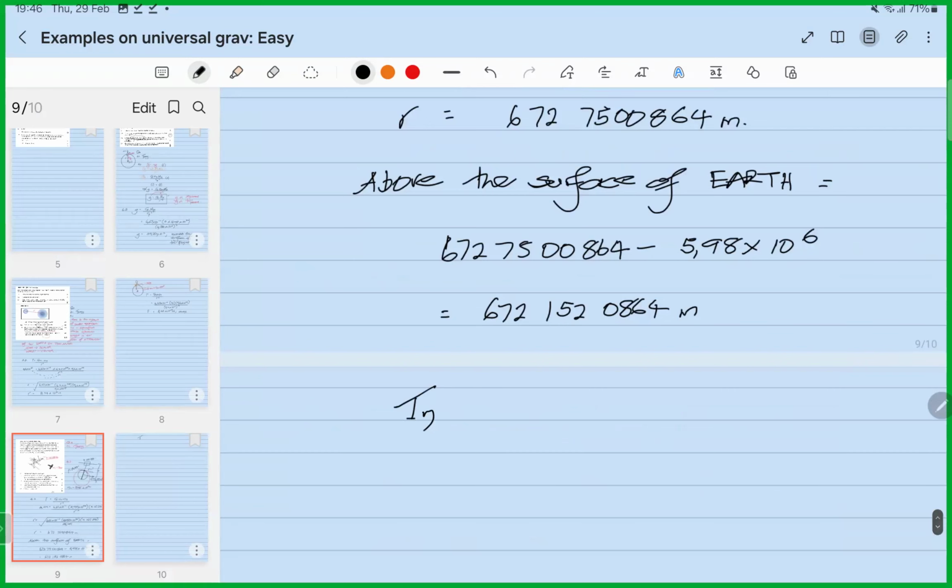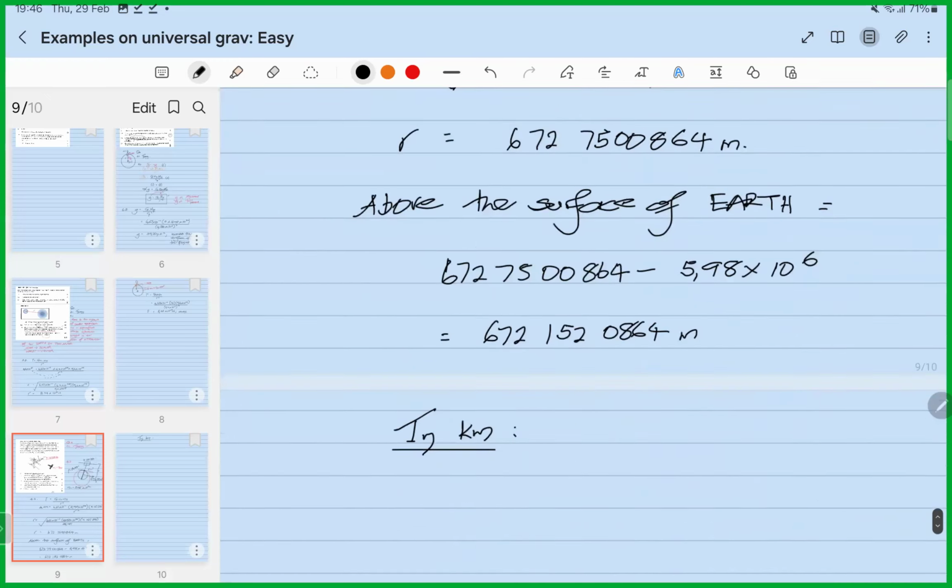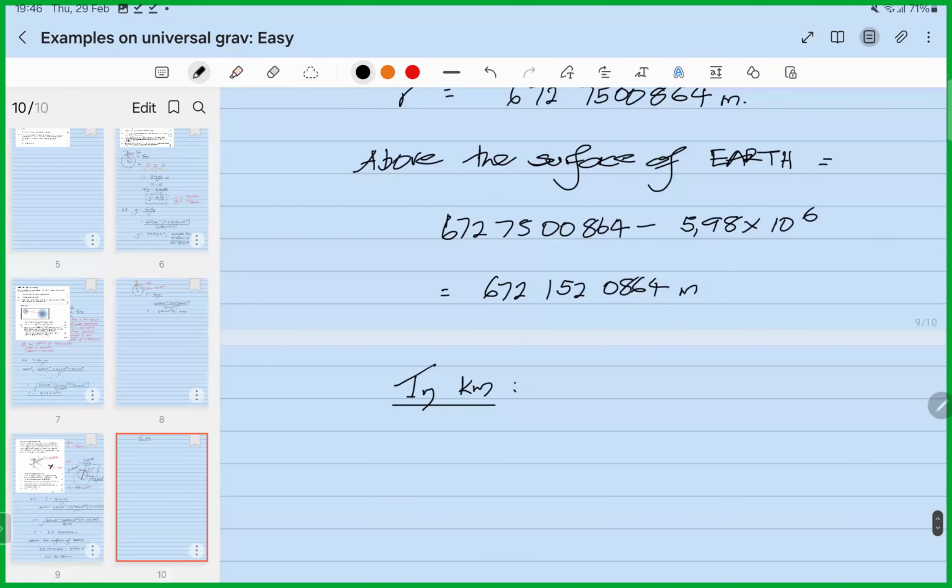So do you get penalized if you leave it in meters? I think you would, because I think the question clearly said how many kilometers away. You'd lose a mark or two. Normally we leave it in meters. So we divide that by 1,000, what do we get?